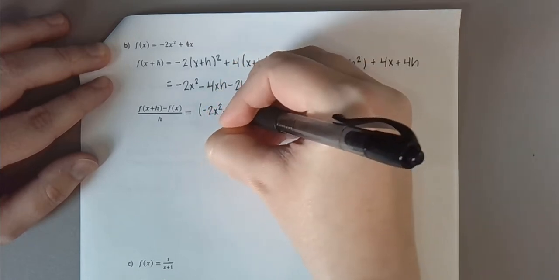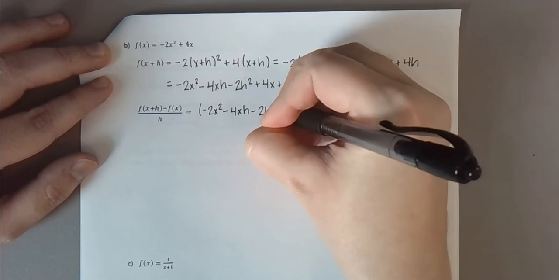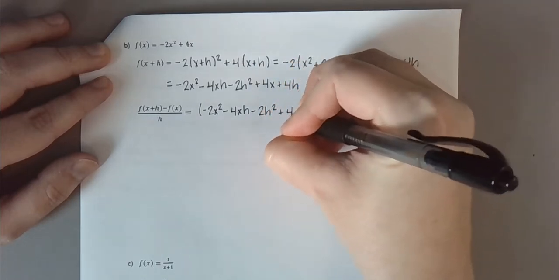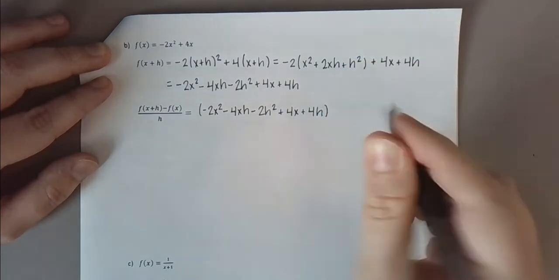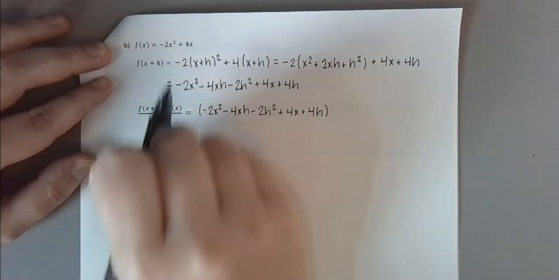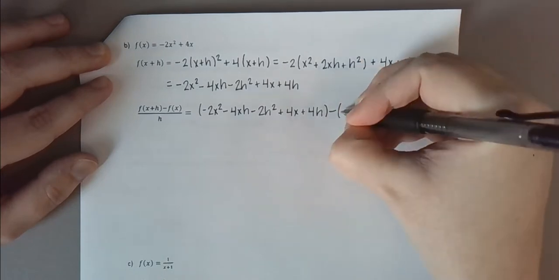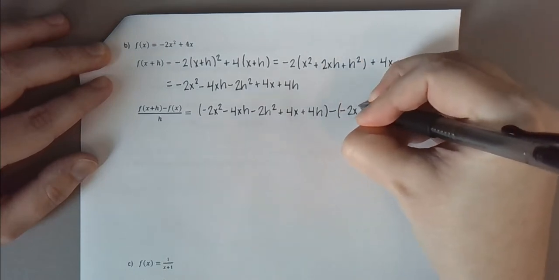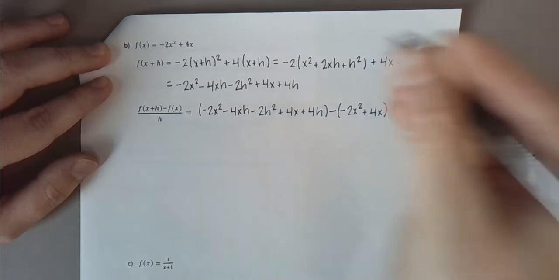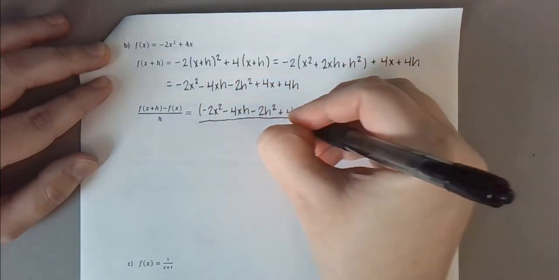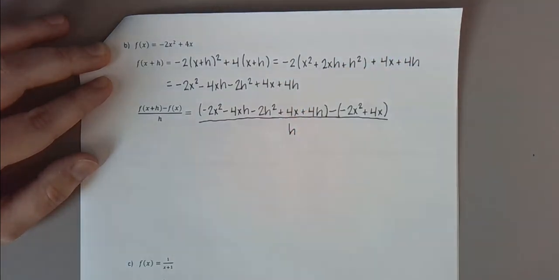So negative 2x squared minus 4xh minus 2h squared plus 4x plus 4h, okay, minus f of x as is, so minus, in parentheses, negative 2x squared plus 4x. And then all of that, don't forget this part, all of that is divided by h.